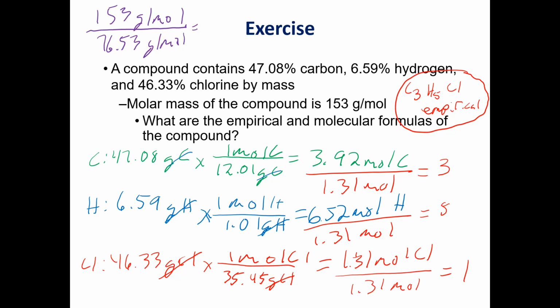So if we divide 153 divided by 76.53, we come out with 2. So that means we need to multiply everything in the empirical formula by 2, which means that our molecular formula is C6H10Cl2.